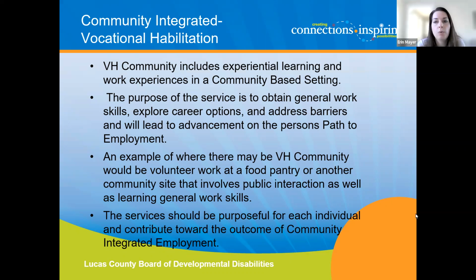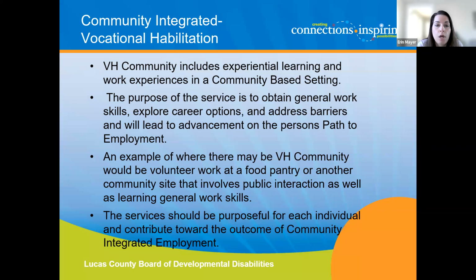So vocational habilitation is where we're talking about building those vocational skills, employment skills, with the goal of working towards a future of integrated competitive employment. So when we're talking about community integrated vocational habilitation, this could be experiential learning and work experiences in a community-based setting. Again, these are in public places and spaces alongside non-disabled peers and community members. The purpose of vocational habilitation is to obtain general work skills, explore career options, and address specific barriers that have been identified for the person to support them to move forward on their path to employment.